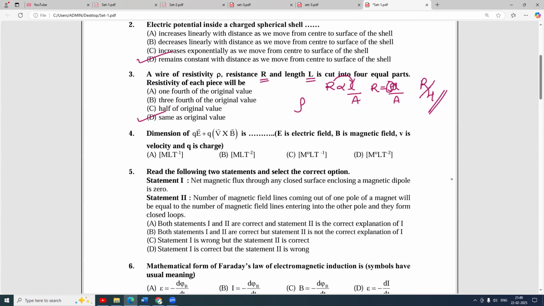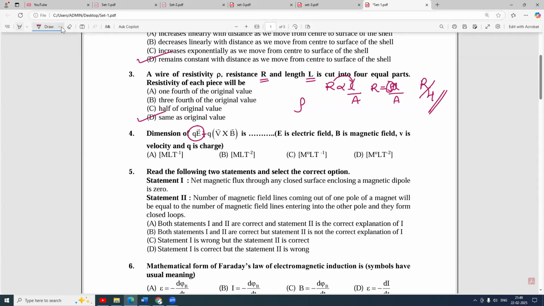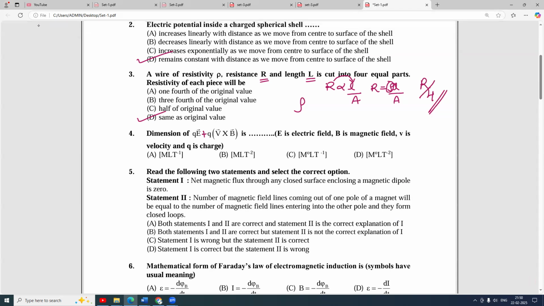Dimension of this formula is, so this is F is equal to EQ, and this is actually the equation for a force acting on a charged particle moving both in magnetic and electric fields. EQ represents the force on the charged particle due to electric field, and the remaining formula Q into V cross B represents the force acting on the charged particle due to magnetic field. However, these both quantities represent force. So you know that F equal to ma, m is m, acceleration is LT to the power minus 2. So that represents force, MLT to the power minus 2.